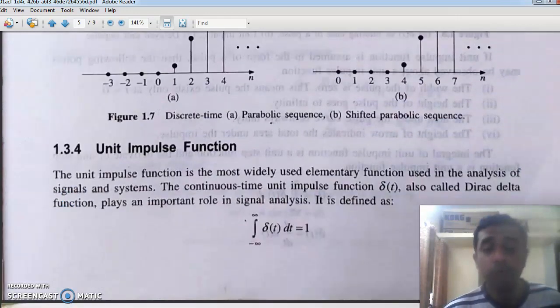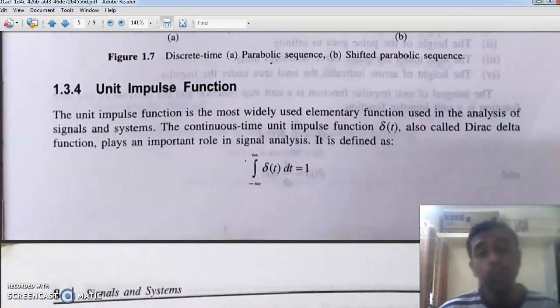Now, a very important function called the unit impulse function. Let me first explain the analog impulse function. It is defined as the integral of delta of t dt from minus infinity to infinity equal to 1. One thing is sure: when we perform an integration, we are actually finding the area under a curve or area under a pulse. So the area under a pulse is equal to 1.